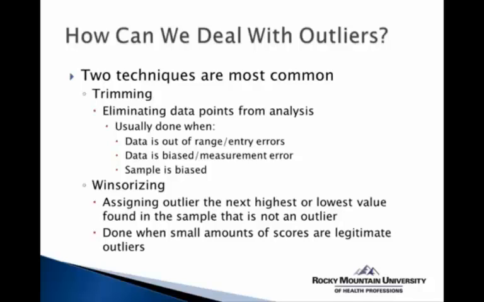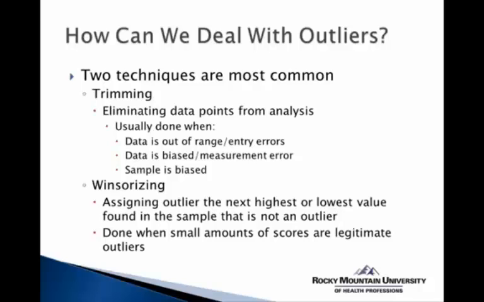So if we had data on salaries and the majority of salary data was less than $100,000, but we had one data point that was $200,000, and that's a legitimate score, but it's a true outlier, what we would then do is transform that score to 100,000, which is the next closest value that is found in the sample that is not considered an outlier.